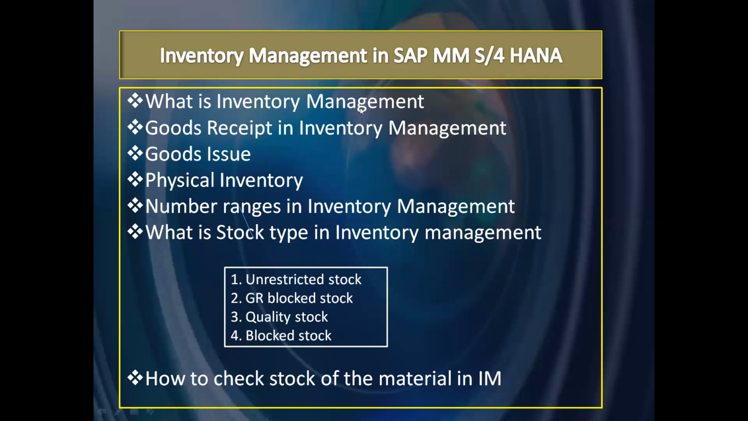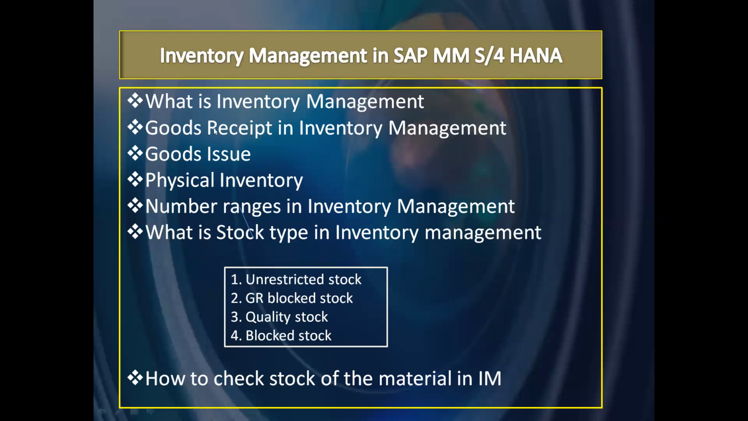Now, what is inventory management? What is the meaning of inventory? Inventory means stock, meaning how much quantity of the material you have. Basically, inventory management helps us track the record, or the stock, of the material in the SAP system. In inventory management, we have different activities: goods receipt, goods issue, physical inventory, number ranges, stock types, and how we can check the stock. These are the different activities that are part of inventory management.